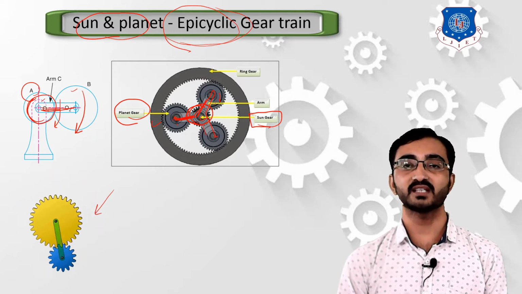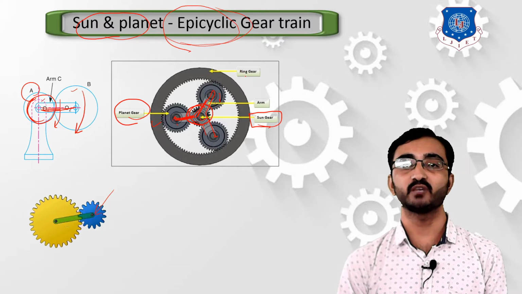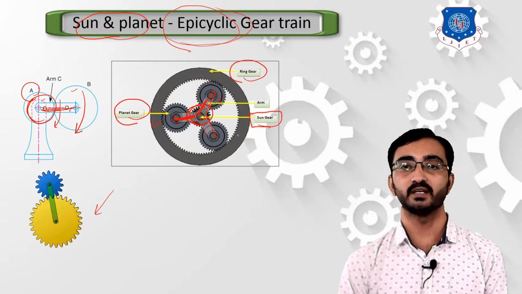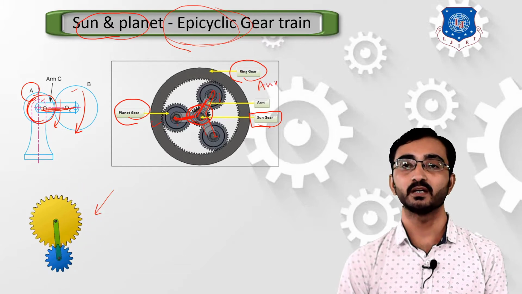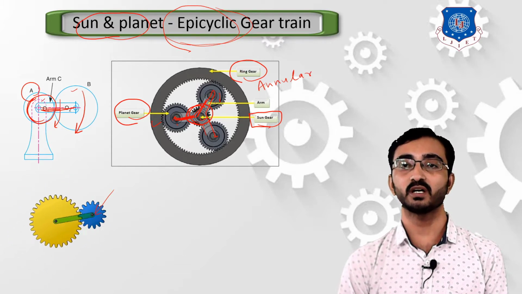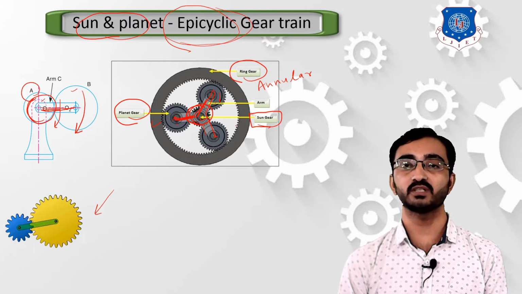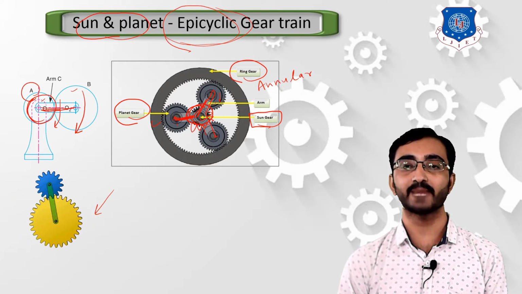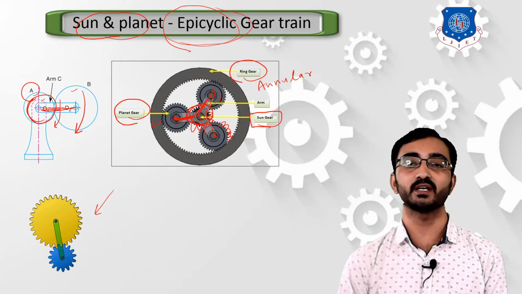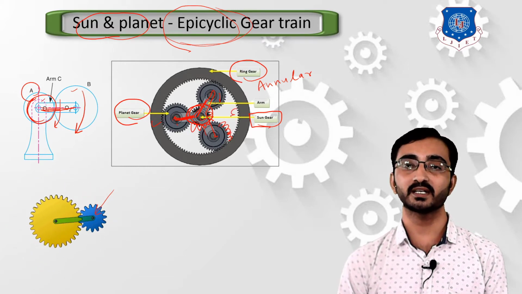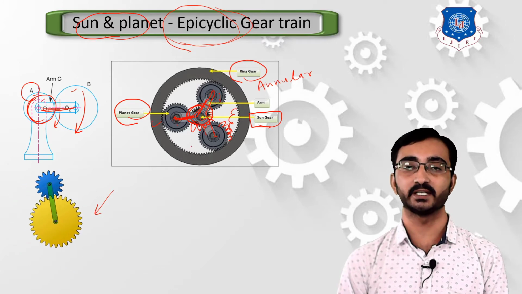Around this assembly, one more type of gear, known as a ring gear, is mounted. This ring gear is also termed an annular gear because it is around the periphery of the sun and planet arrangement. One more thing about this ring gear is that, in this diagram, the sun gear has external gear teeth, the planet gears also have external gear teeth, but the ring gear contains internal gear teeth.